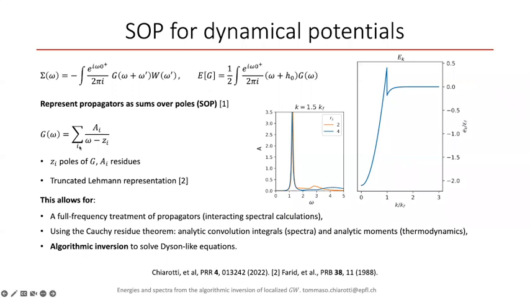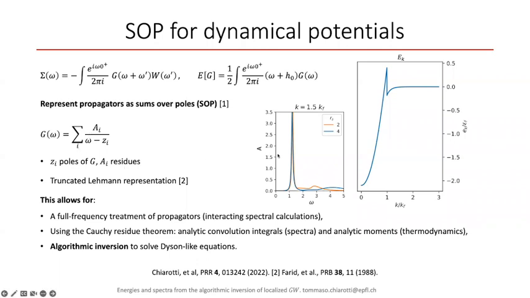Well, we have worked out that if you write the sum-over-poles representation of the propagator, which is this thing that we introduced, then all of these integrals are actually analytic. You just use the Cauchy residue theorem for this. So in this talk, I'm going to refer to this as the poles of the Green's function, of course, and this as the residues. Now, this is actually not new. It's a truncated Lehmann representation, and Behnam Farid already in 1998 thought about this, and what it means with respect to the continued fraction formalism and all of this. What does it mean to have this form?